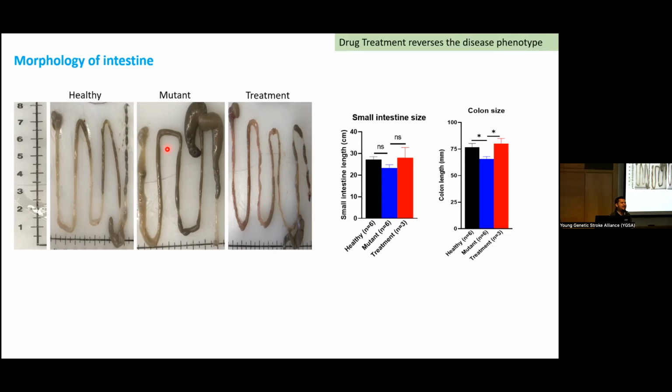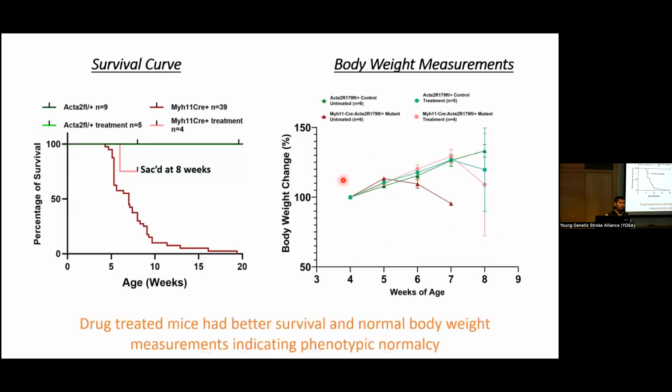The colon size was shorter in the mutant, but we can restore the normal size of the colon after giving this treatment. That's the first thing. Second, we looked at the survival curve, whether they survive better or their body weight gain is improved. This work was done by Dr. Vijay and Dr. Sabia. It is their work. They looked at these parameters and they see this treatment actually improves their survivability and also the body weight gain.